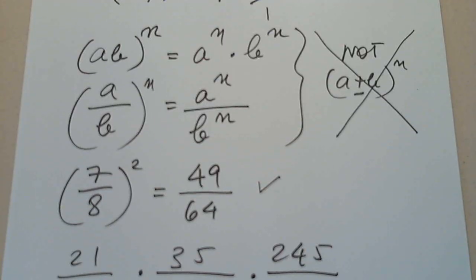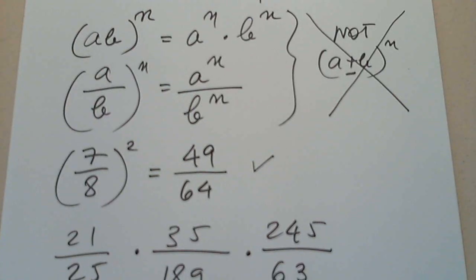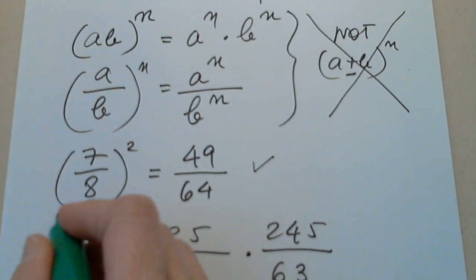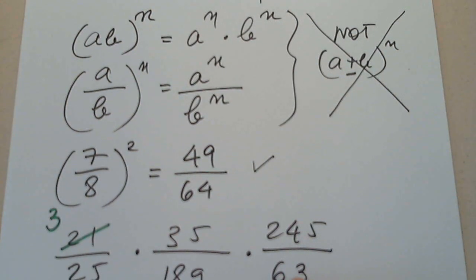21 and 35 and 245 would be humongous, and then 25, 189, 63 would be humongous, and you're not going to know what to do with it. Instead, slowly but surely, we're going to try and simplify. So here's what I see. I see 21 and I see 63. They are divisible by 7. So 21 divided by 7 is 3. 63 divided by 7 is 9.